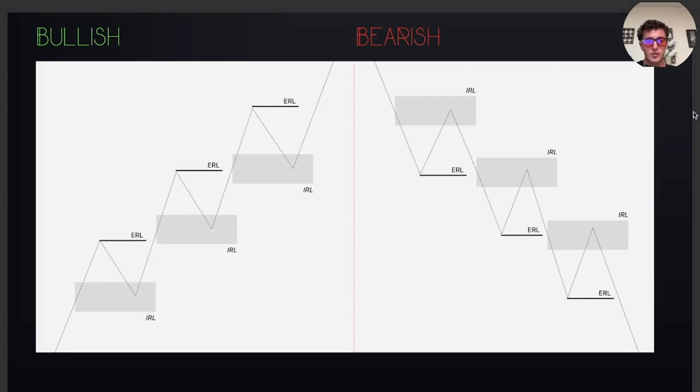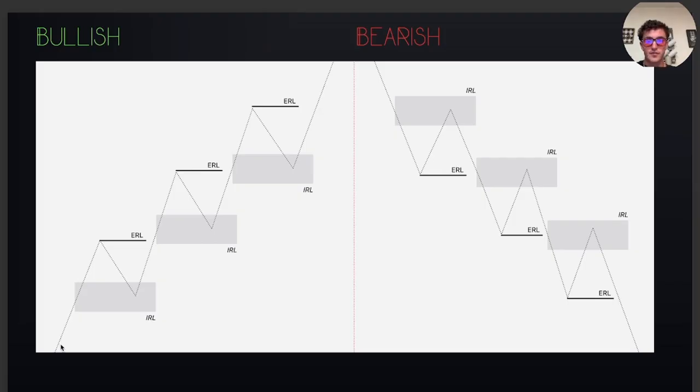So now what I have labeled here is a schematic of how the markets book. On the left, I have a bullish representation. On the right, I have a bearish one. Like I showed you before, price does one of two things: rebalances imbalances and seeks old highs and lows.